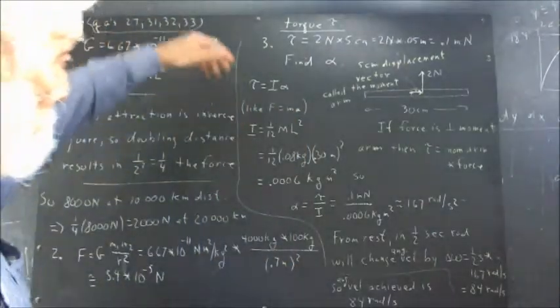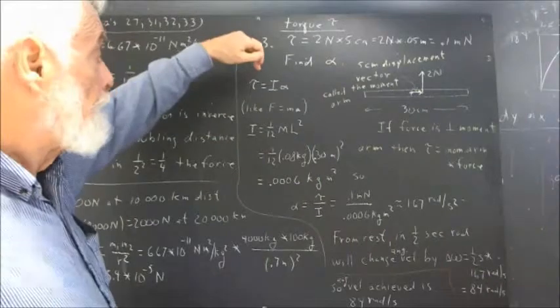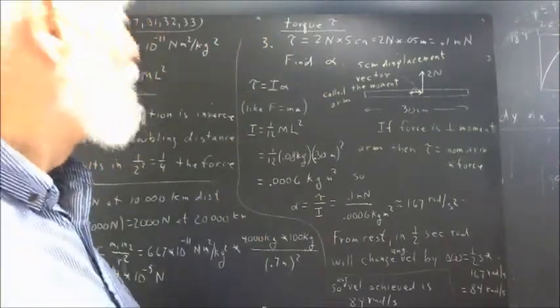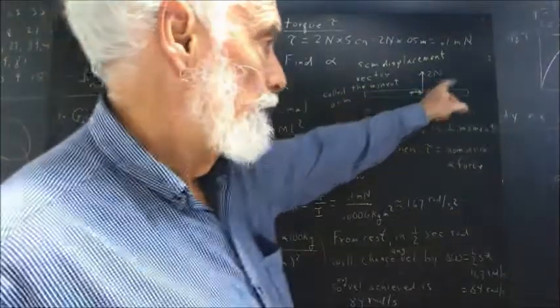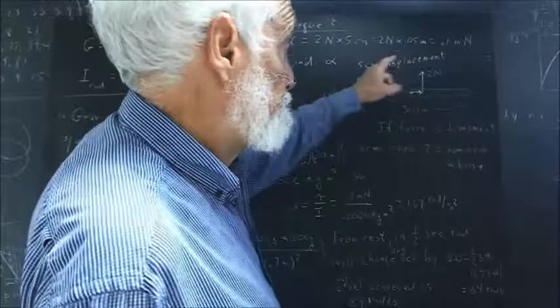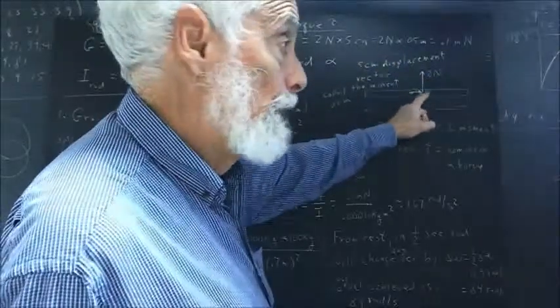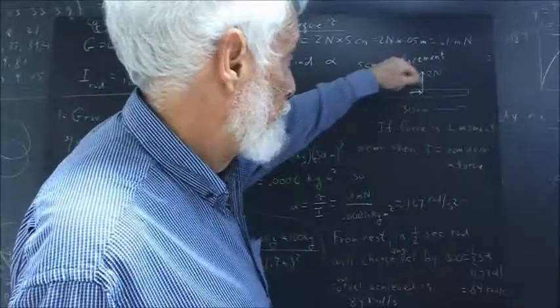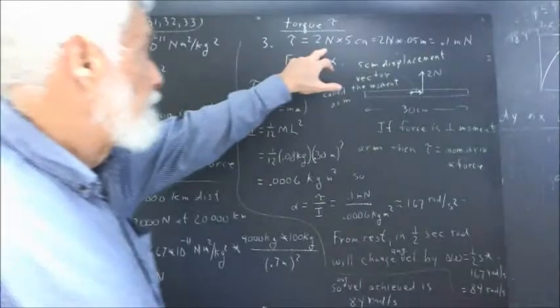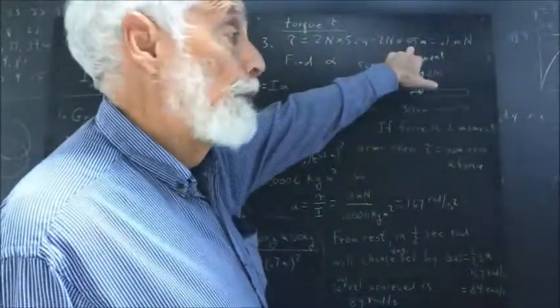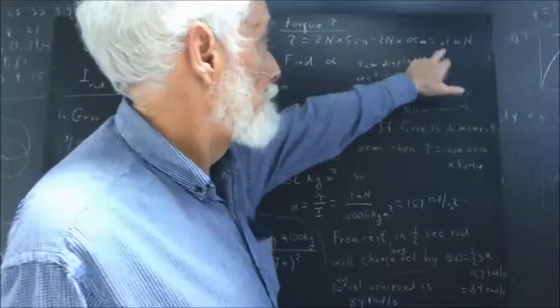Okay, well, the key is then that the torque is moment of inertia times angular acceleration. We can calculate the torque of this force, and that's very easy. We just calculate the 2 newtons multiplied by the moment arm, the force multiplied by the moment arm. That works as long as the force and the moment arm are perpendicular, which is the case here. So torque is 2 newtons times 5 centimeters, which is 2 newtons times 0.05 meters, which is 0.1.